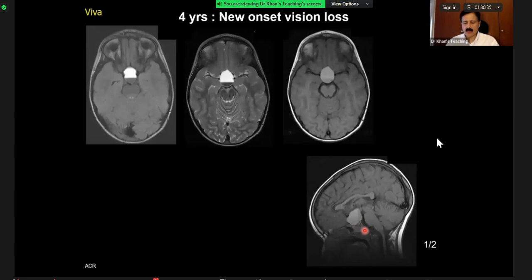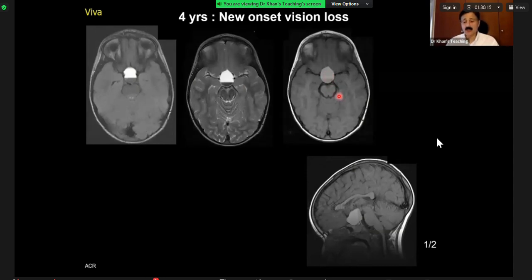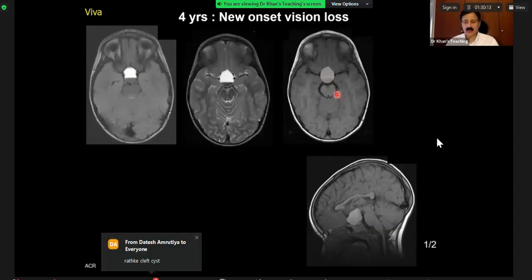Now, the point is that this is a suprasellar lesion which has these fluid levels, some high signal on T1 weighted sequence. So this is a T1 weighted sequence in which you can see this high signal here and a level there. And the teaching point or learning point is that in craniopharyngiomas, there can be fluid levels.